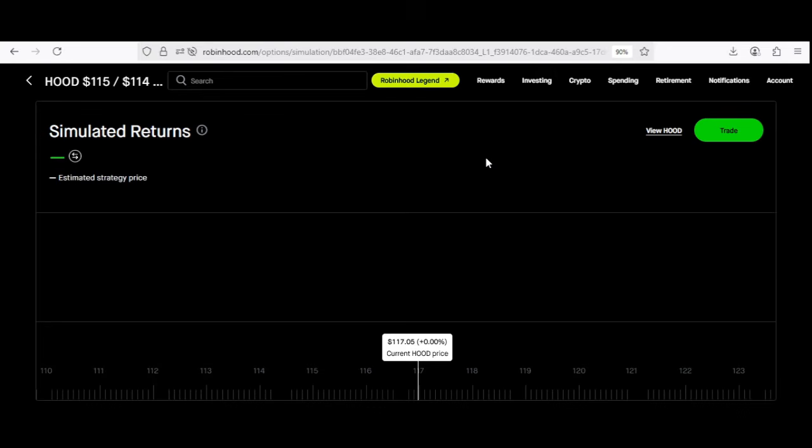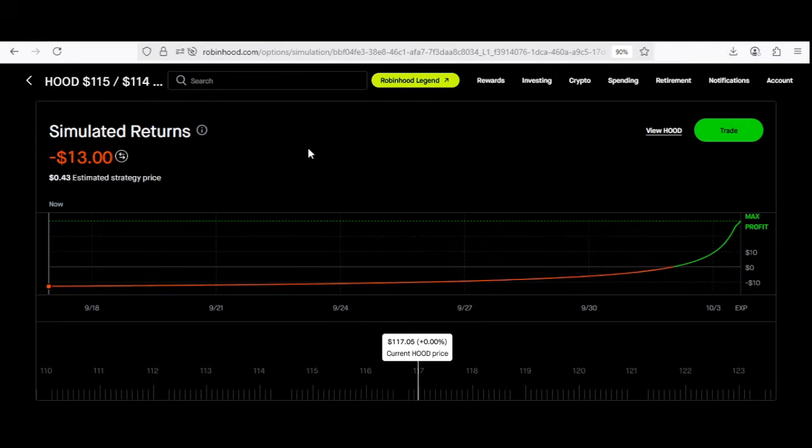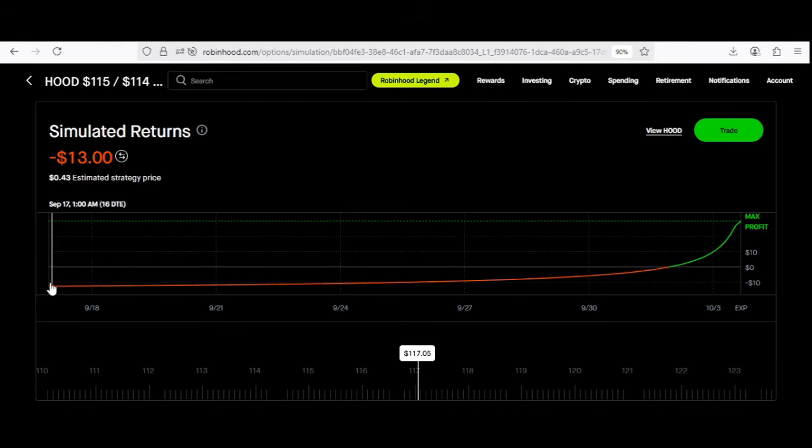Now, what that's going to do is have this chart open up. What this shows you is that currently, right now, September 17th, at the Robinhood price of $117 right down here, you're going to be red on the trade. As you can see, the 17th at the top here. Now, as time progresses, what you're going to notice is that the top here is going to change as time goes by.